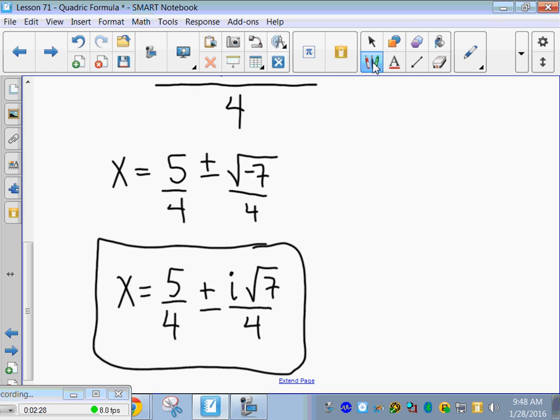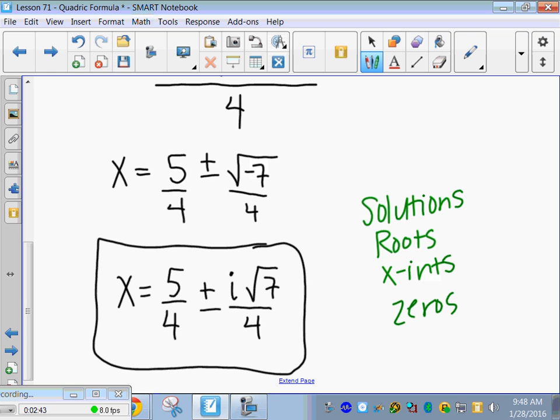Now, every time you do the quadratic equation, what you're really finding are the solutions, roots, the x-intercepts, and the zeros. So those are all the same terms that you might see to solve. In this case, because we got an i right here, there are actually no x-intercepts. We'll talk about that more. But it actually means that your parabola never crosses the x-axis.